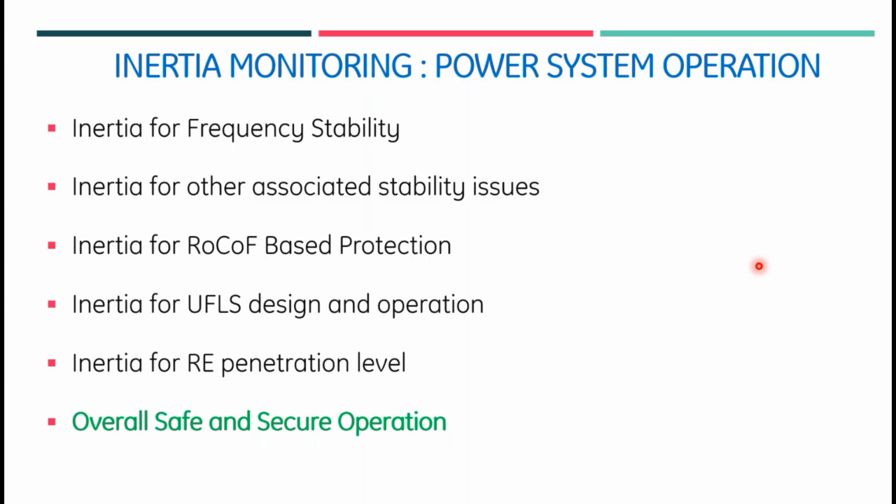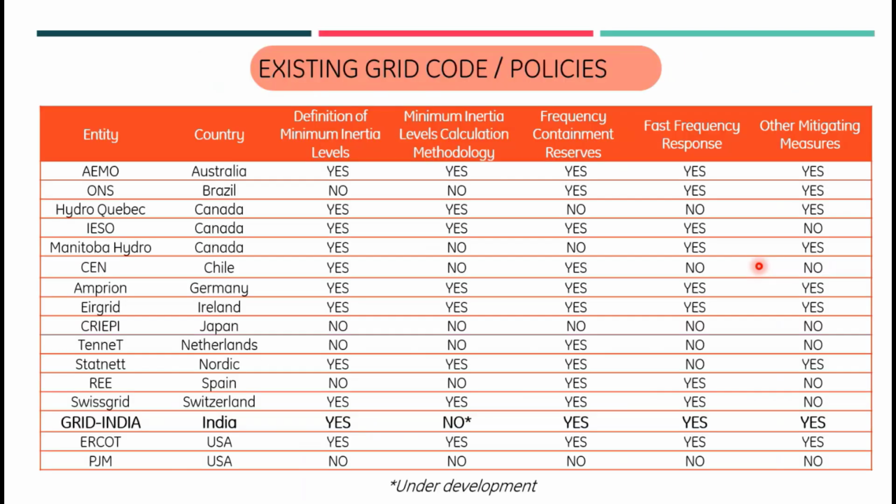Generally in India, we don't use it for generating plants, but in countries like Ireland and others, they use generator rate of change of frequency protection also. And they are testing that their generators are capable of handling 1 Hz per second rate of change of frequency because of the lower inertia in their system. It also decides at what RE penetration level we may face a problem of inertia in the system. So overall, this inertia monitoring will help in safe and secure operation of the power system.